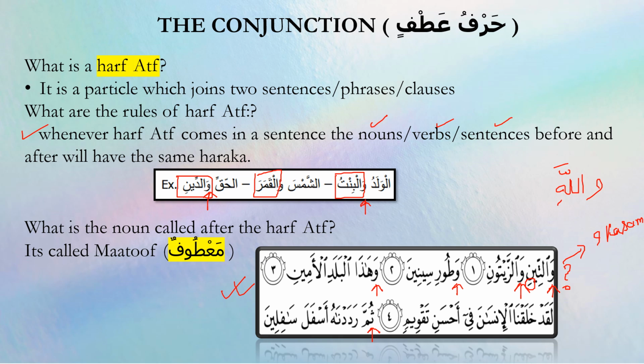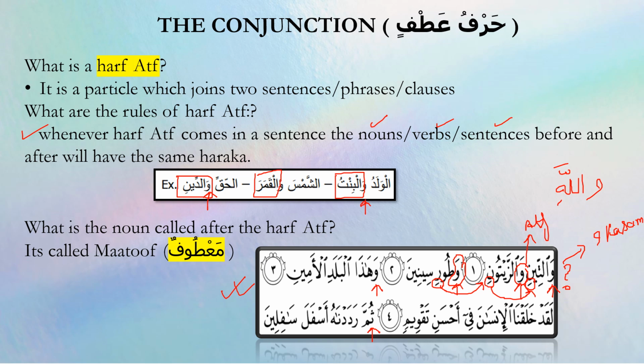And what about the second waw? Wattini was zaytun. Now here the waw coming is an atf. How do I know it's an atf? Because the noun is following the same haraka. Wattini was zaytun. Waturi. Now this is also a harf atf. How do you know? Because it's following the haraka from the same sentence.